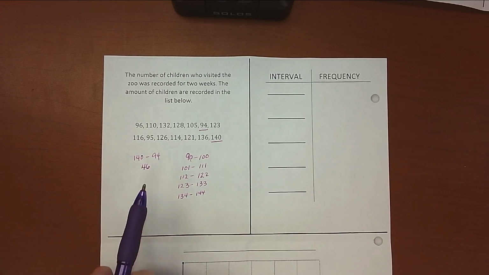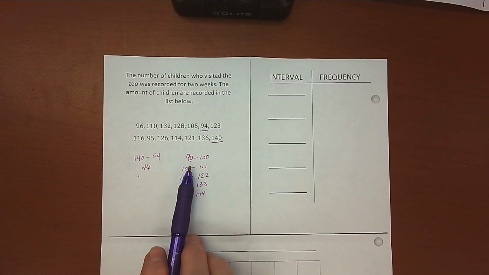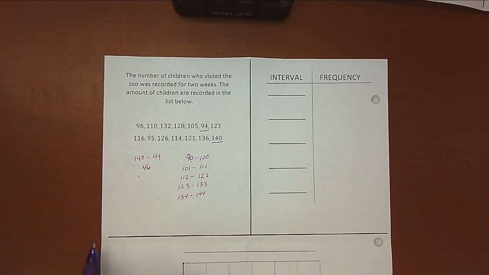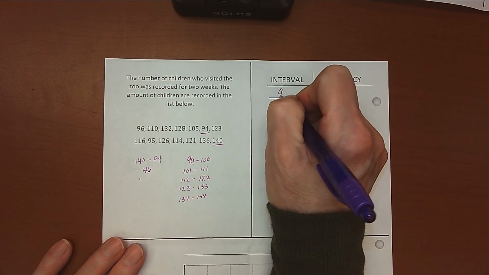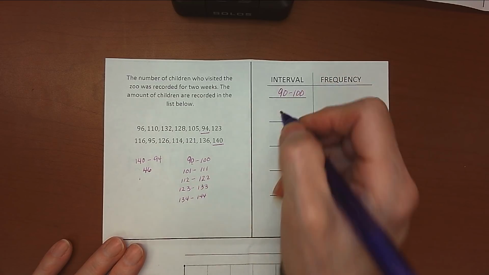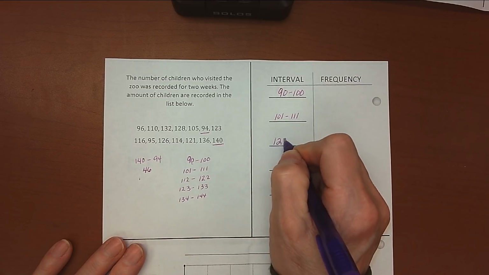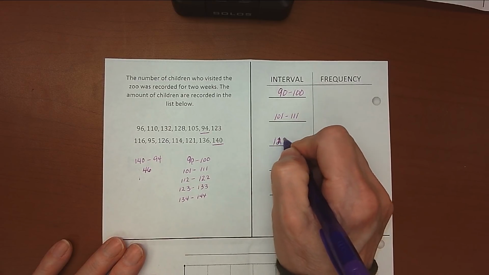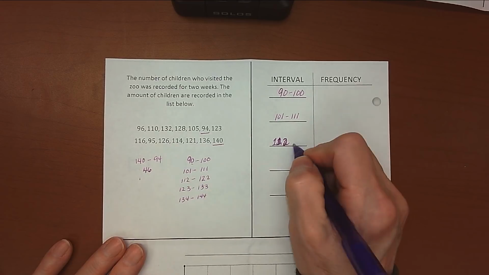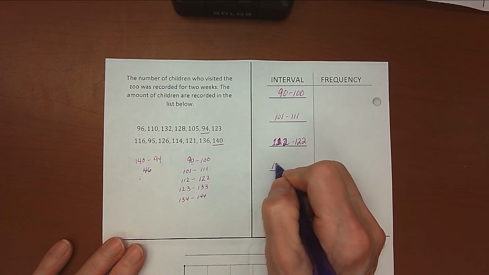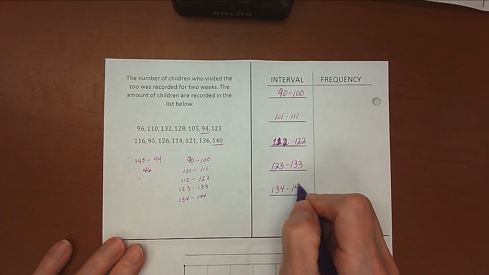So again, the way I found that, I just found the range, divided the range by the number of intervals I wanted, started with a number lower than my smallest number, and made sure that I could go higher than my biggest number. So my first interval will be 90 to 100. My second interval will be 101 to 111. My third interval, 112. Whoops, 112. Getting ahead of myself there. 112 to 122. 123 to 133, and 134 to 144.